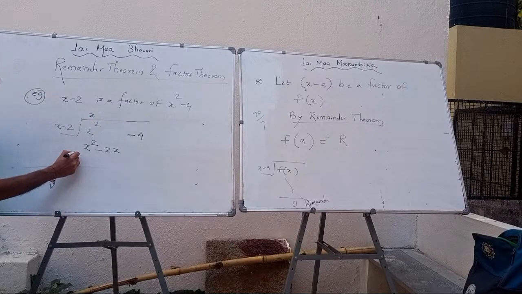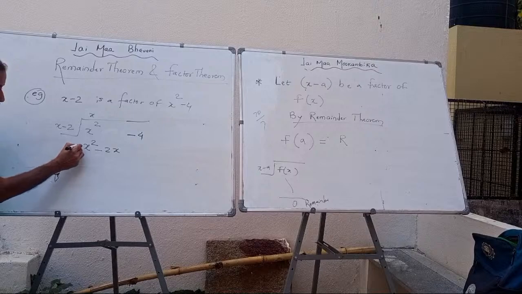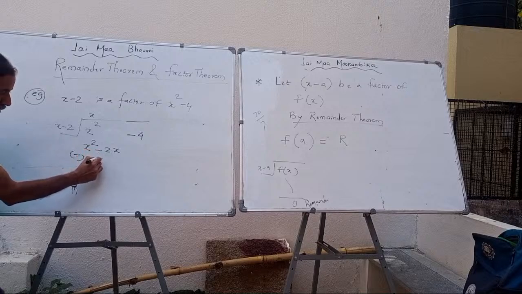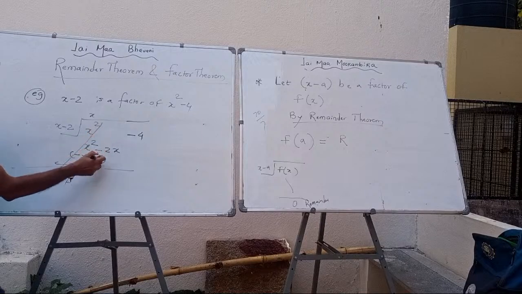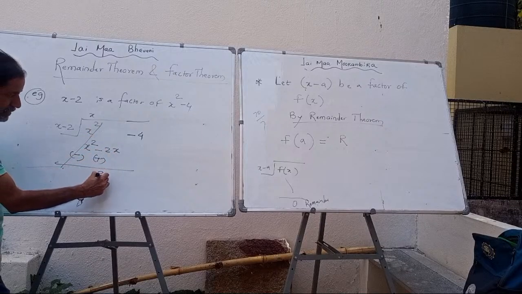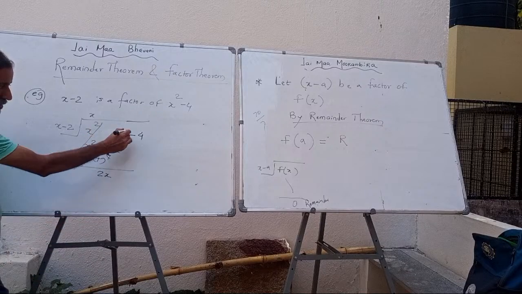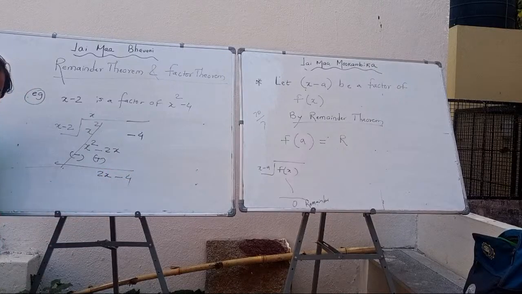What sign will be here? This is plus, so minus. What is this? Plus. So you are plus. Gone. What will be this? 0 plus 2x, 2x. Yes. Minus 4. Now what should I do?